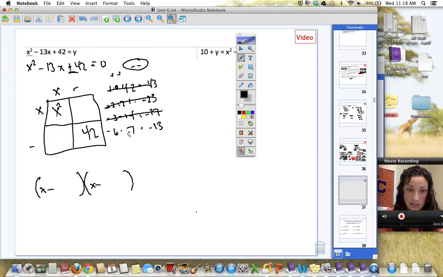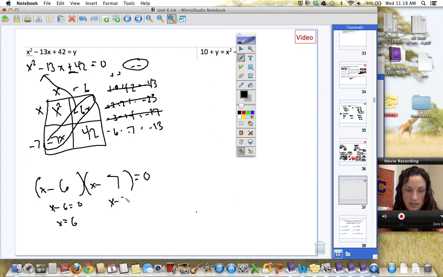And negative 6 times negative 7 is 42. So negative 6, negative 7, right? Negative 6x, negative 7x gives me that negative 13x. Negative 6 times negative 7 gives me positive 42. So I have minus 6 minus 7. So then this is equal to 0. So I have x minus 6 equal to 0, so x can be 6. x minus 7 is equal to 0, so x can be 7.